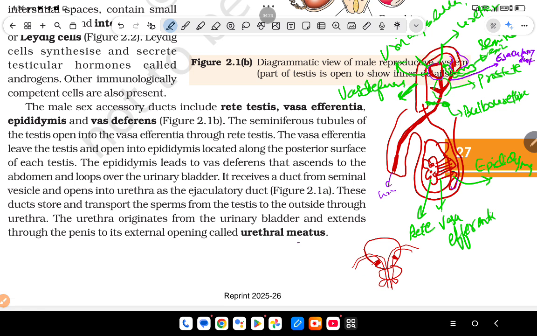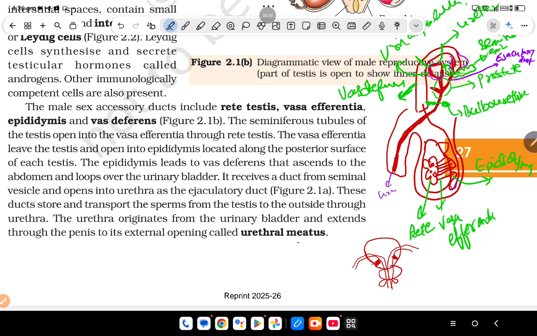The seminiferous tubules of the testis open into the vasa efferentia through the rete testis, and the vasa efferentia leave the testis and open into the epididymis located along the posterior surface of each testis. Vasa efferentia is present on the posterior surface; here anterior, posterior. I will explain it later. The epididymis leads to the vas deferens that ascends into the abdomen and loops over the urinary bladder.